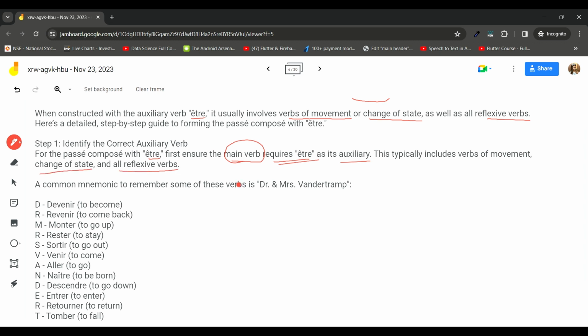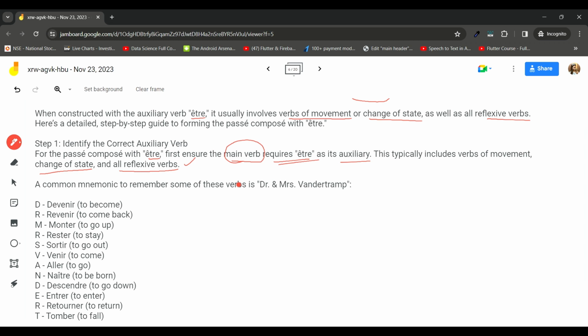So any kind of verb which shows that there is some movement happening, you're going up, going down, coming, going, all that. All these verbs will use the auxiliary être, right? And then you have your reflexive verbs, like se laver, se lever, those all are your reflexive verbs.